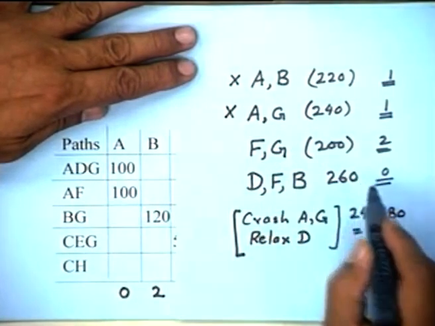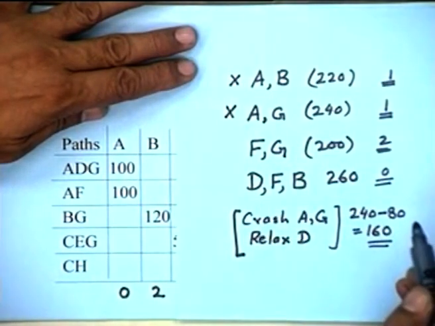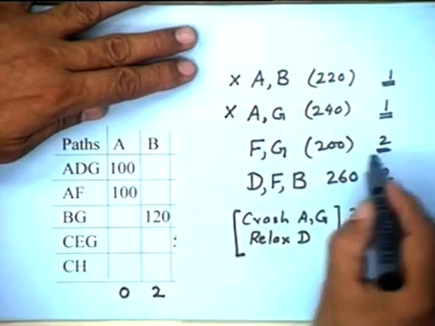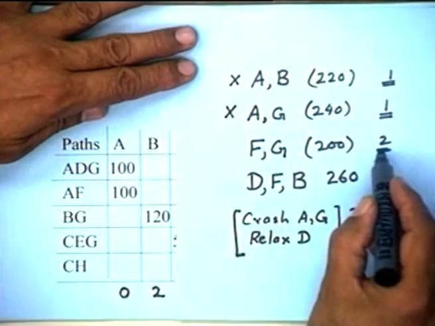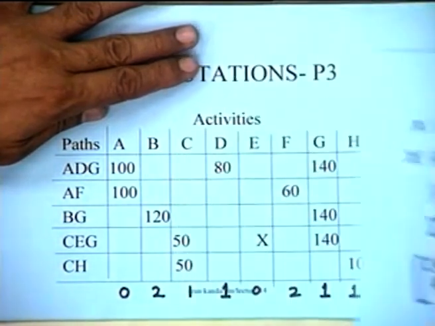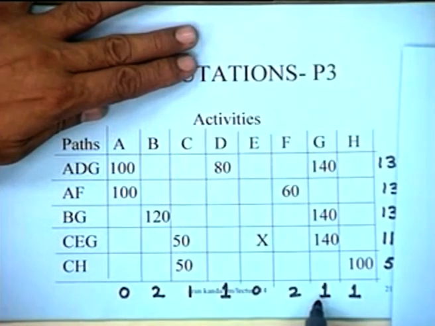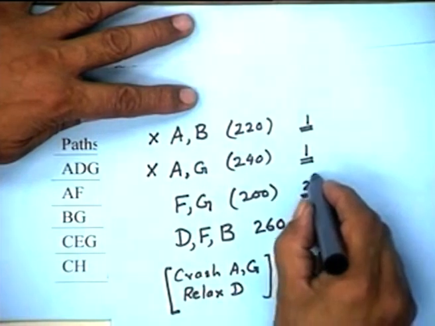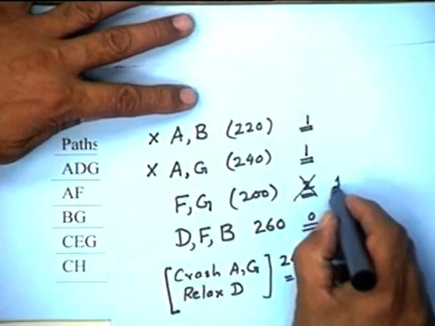So which are the options available to me at the moment? Moreover, at this stage, although earlier FG could have been crashed by 2 days, after the previous crashing of G by 1 day, G can be crashed by 1 day and F can be crashed by 2 days. So FG can be extended at this stage not by 2 days but by just 1 day.